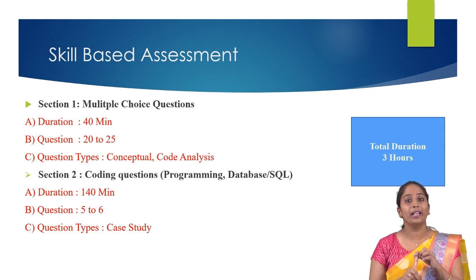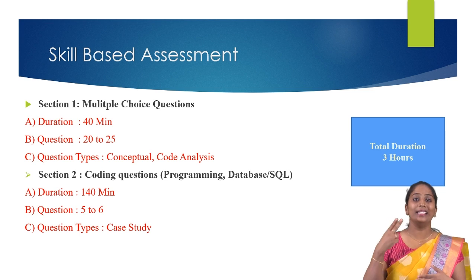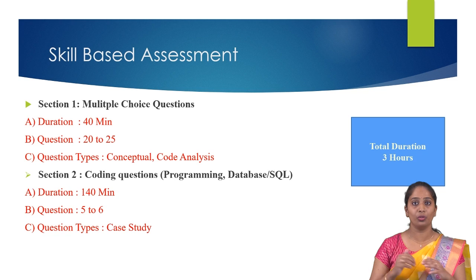The first section will be multiple choice questions, which will be for 40 minutes. In those 40 minutes, you have to answer 20 to 25 questions. The type of questions will be conceptual or code analysis. The next section will be your coding questions. You have to write 5 to 6 coding questions. You will be given 140 minutes, and the type of questions here is code study.